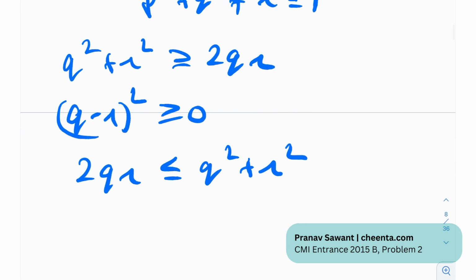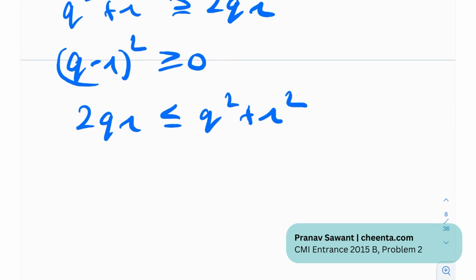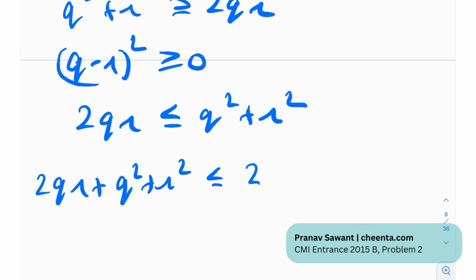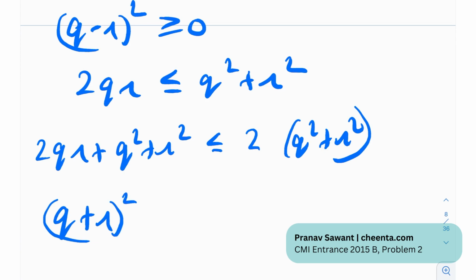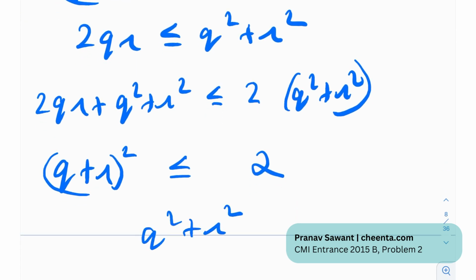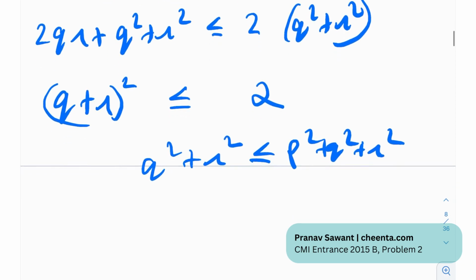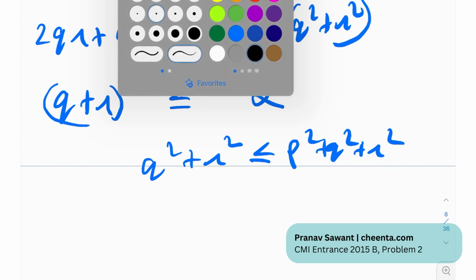It can also be obtained from the quadratic mean and geometric mean, but okay, we got this quantity. Now, if I add q square plus r square on both sides, I'll get that this will be less than or equal to 2 times (q square plus r square). And this is nothing but (q plus r) whole square, which is less than or equal to 2. Why? Because q square plus r square will obviously be less than or equal to p square plus q square plus r square, with equality if p is equal to 0, and p square plus q square plus r square is 1, so 1 times 2 is equal to 2.